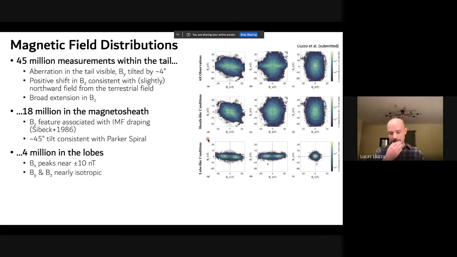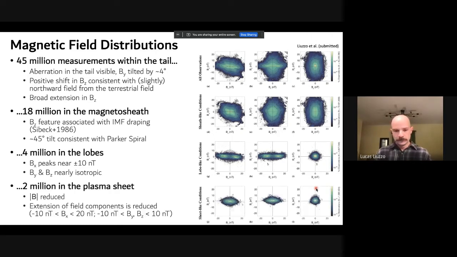If we look now at only data that Artemis obtained when it was located in the magnetotail lobes, right away, the thing that pops out most clearly are these 2 peaks in Bx, again associated with this strongly tailward or strongly sunward magnetic field orientation. And these peak at approximately a 10 nanotesla magnitude for that field. We also see in By and Bz that these other 2 components are nearly isotropic and centered around 0 nanoteslas in the magnetotail.